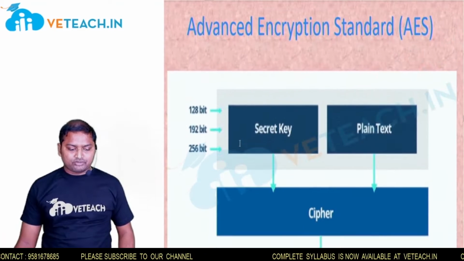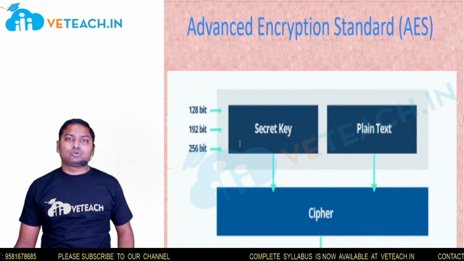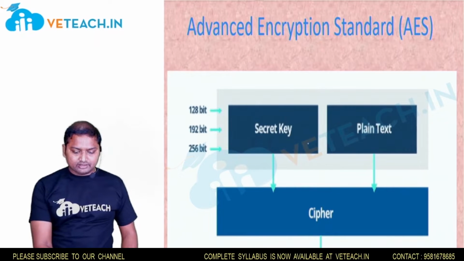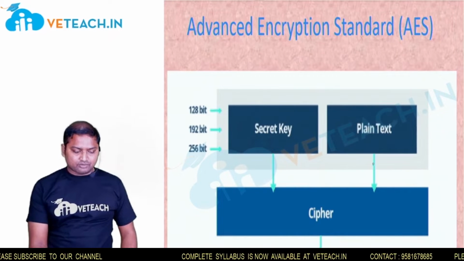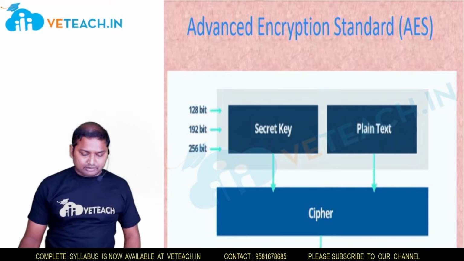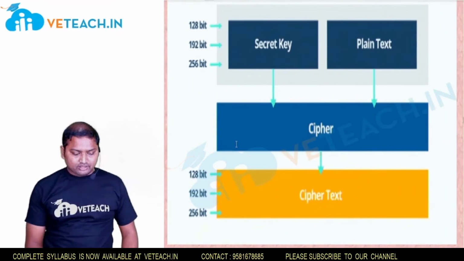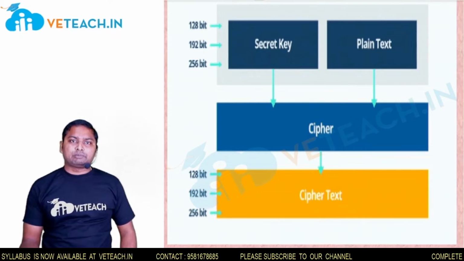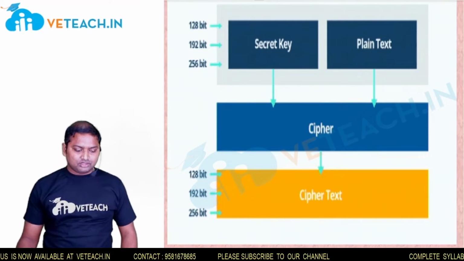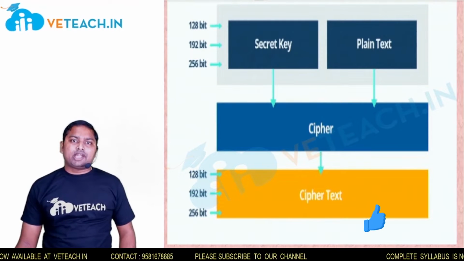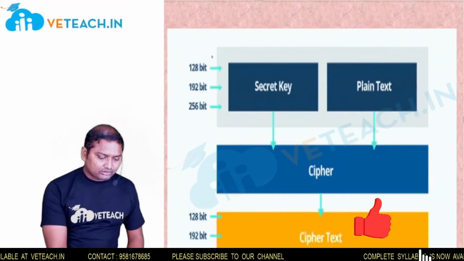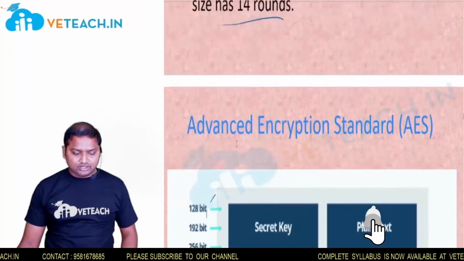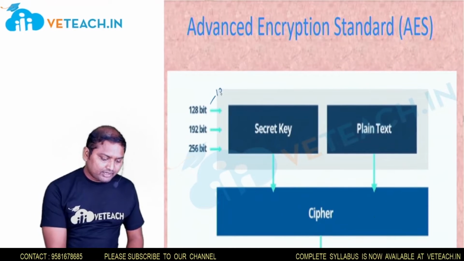Now this is the normal procedure for how to apply AES. I am taking a secret key and a plain text. If it is a 128 bit plain text, I will get a 128 bit cipher text. If I take a 192 bit plain text, I will get a 192 bit cipher text. And for the rounds, if it is 128, as I already explained, it is 10 rounds.